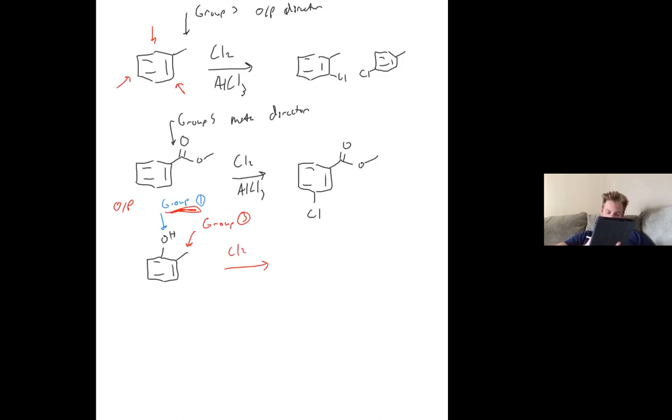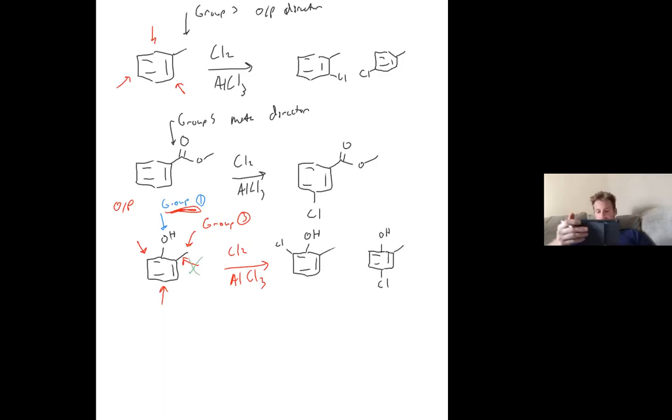Still doing a reaction with Cl2, AlCl3. So our ortho-para positions relative to that OH would be here. This one is blocked by the CH3, so we don't have to worry about it. And here, so we get 2 products from this reaction, like so.